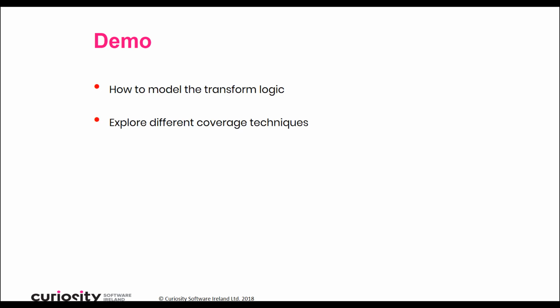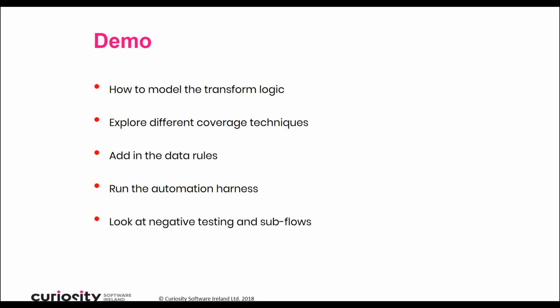I've broken up the demo into 6 different parts so you can skip through to the bits you're interested in. Firstly, how to model the transform logic, then exploring different coverage techniques, adding in the data rules, run the automation harness, look at negative testing and subflows, and then a little bit more on data rules.